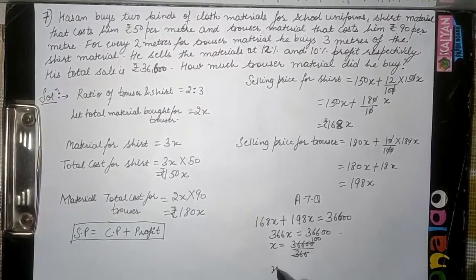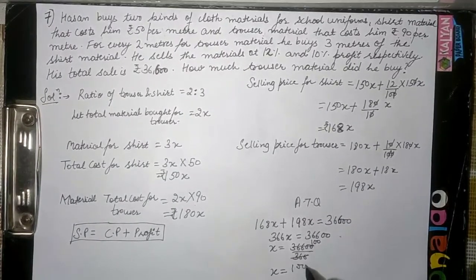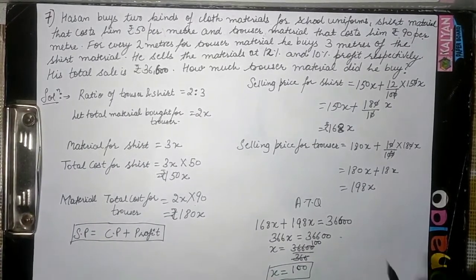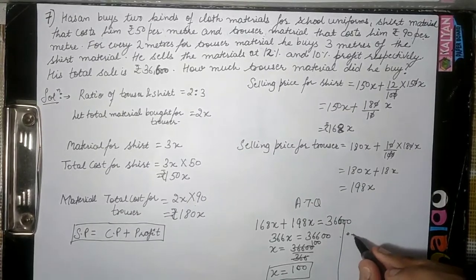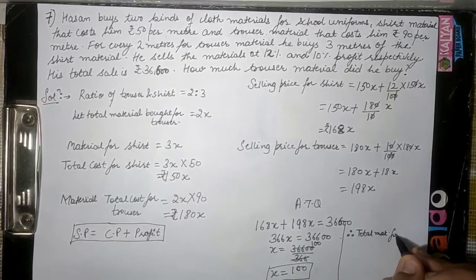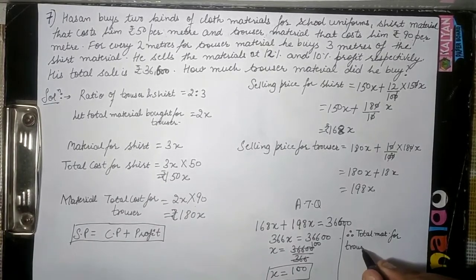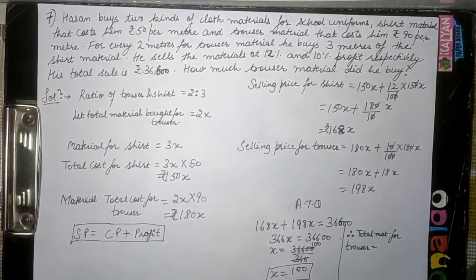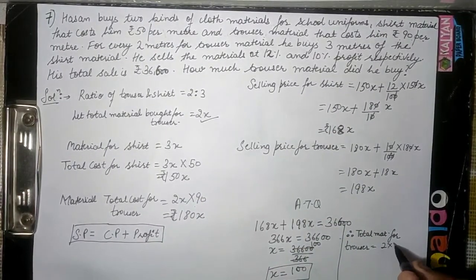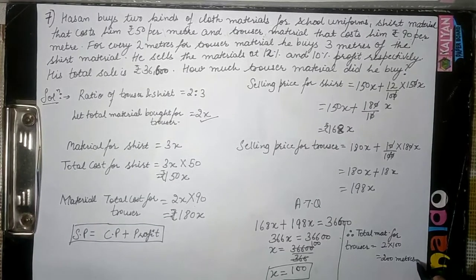So here x will be equal to 100. So now we have to find how much trouser material did he buy. So therefore total material for trouser. So what was the total material? That was equal to 2x. So therefore 2 into 100, 200 meters.